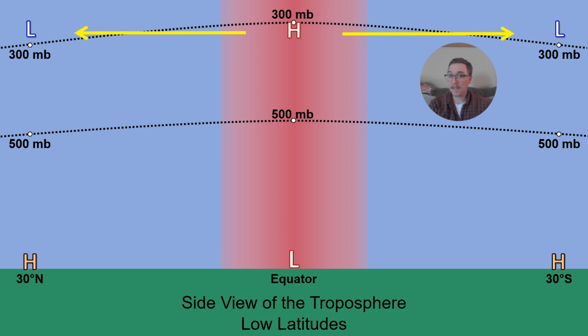So this sets up the pattern, right? Highs on the surface at 30 degrees north and south, lows aloft at 30 degrees north and south, and then low at the equator, high aloft at the equator. Okay.